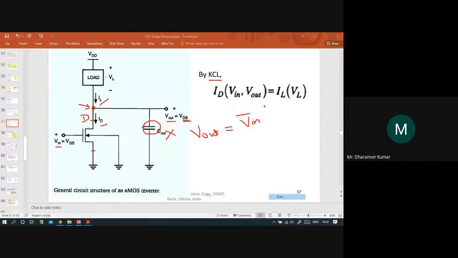That is, IL equals ID, where ID is the drain current flowing through the device between the drain and source terminals of the NMOSFET, and IL is the load current flowing through the load. By KCL, ID is equal to IL, where IL will be a function of VL, and ID, the drain current, will be a function of the input voltage V in and the output voltage V out.